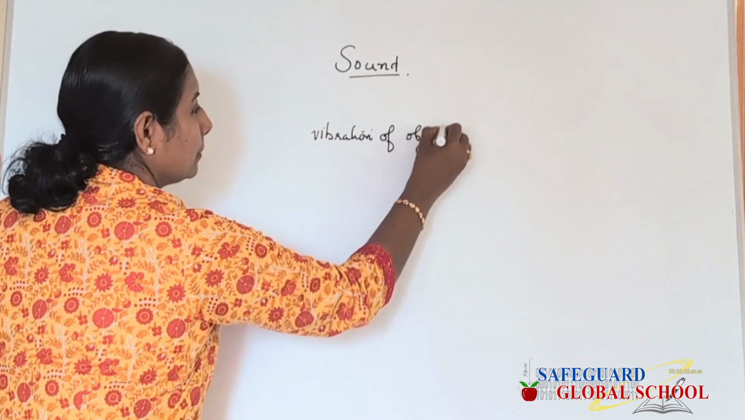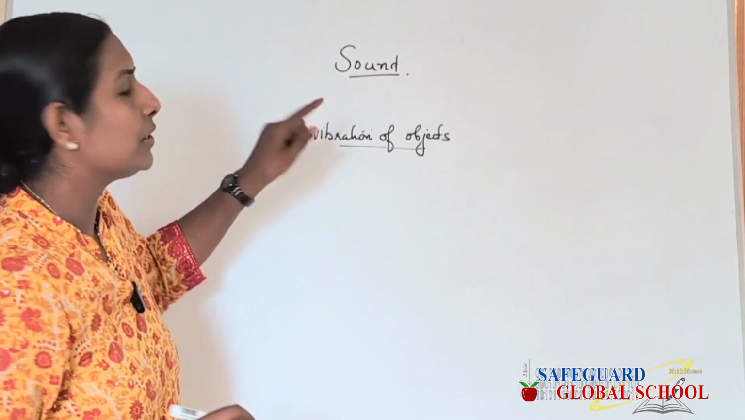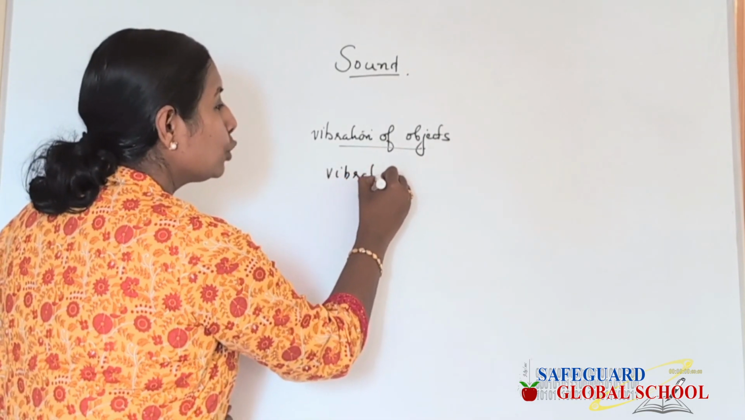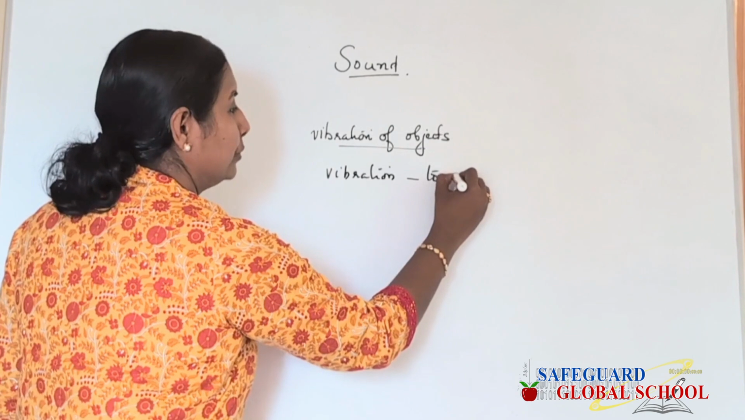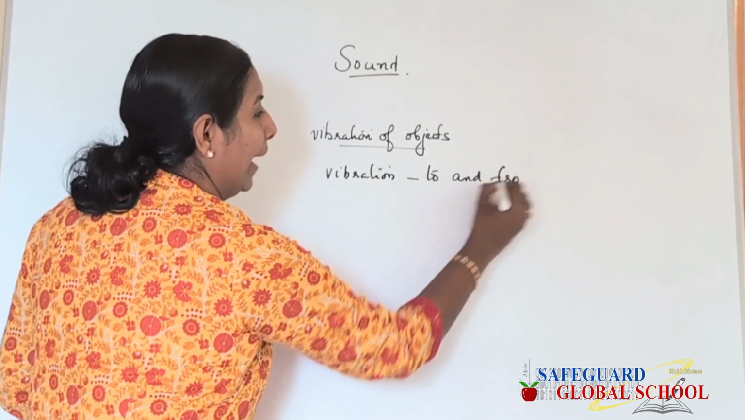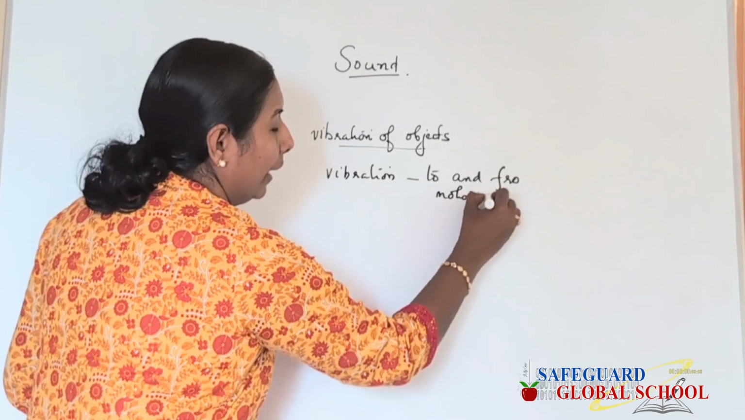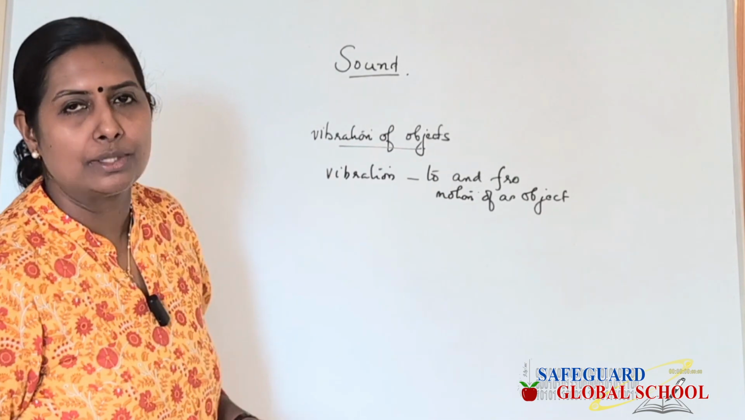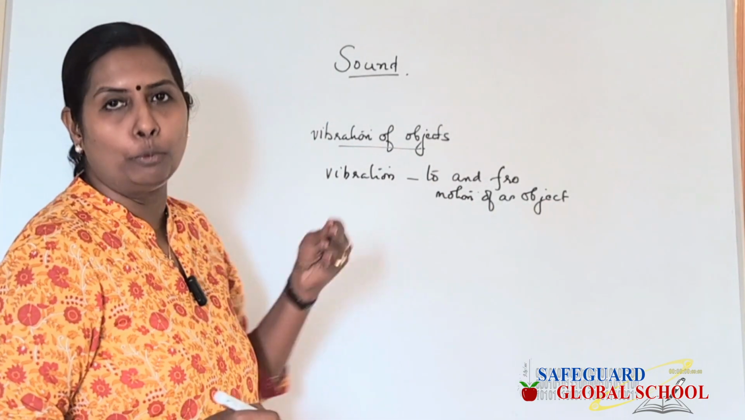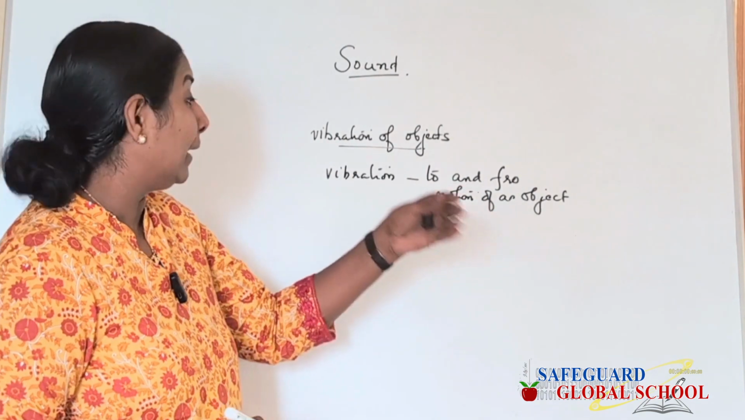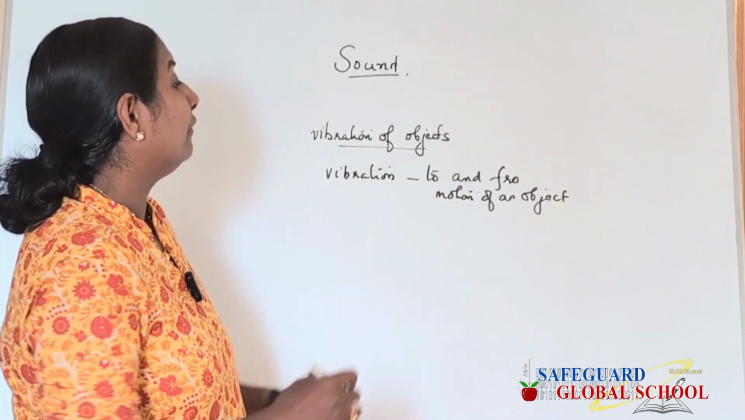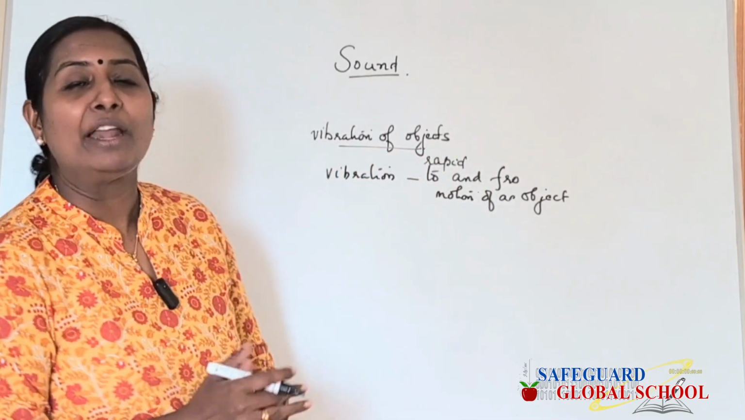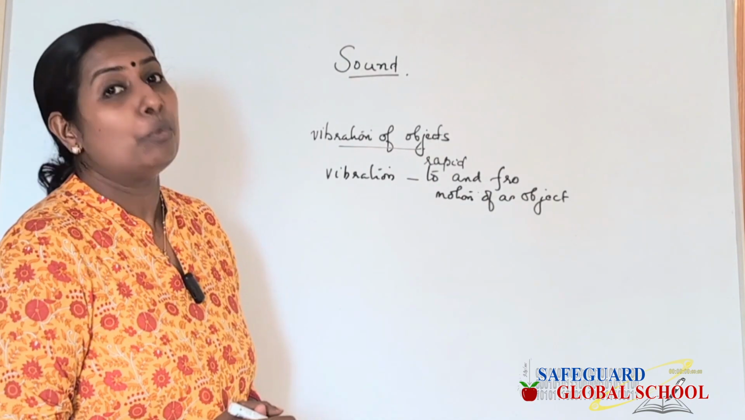Vibration of objects. So, what do you mean by the term vibration? Vibration refers to the rapid to and fro motion of an object. You have already studied the term oscillation in your standard 7. That is also a to and fro motion, but it is happening quite slowly. But if it happens very rapidly, we can say that it is vibration. So what is it? Rapid to and fro motion of an object is called vibration.